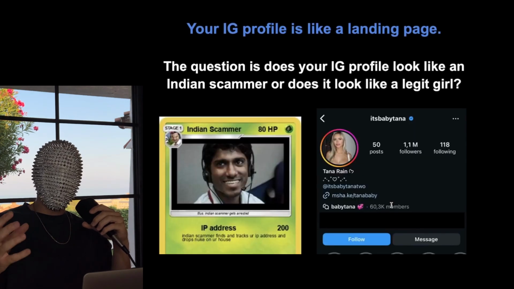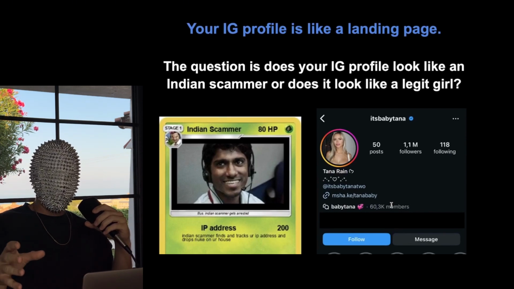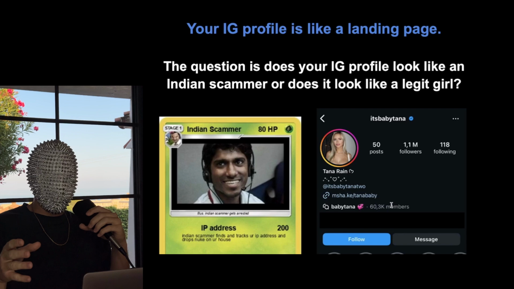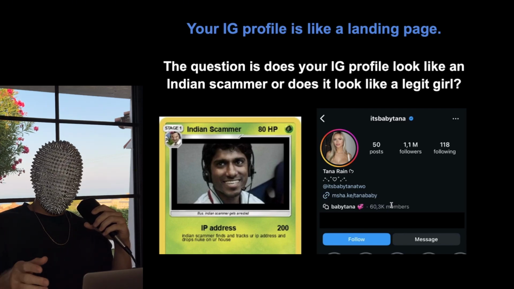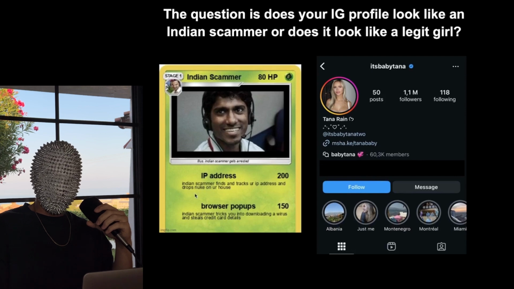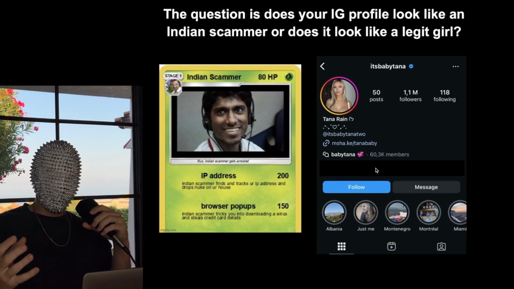Now, let's start with what your profile should look like. So your IG profile is like a landing page. And the question is, does your IG profile look like an Indian scammer, or does it look like a legitimate girl? Now here on the left, we have a very rare Pokemon card, and on the right, we have a perfectly and beautifully optimized OF profile.